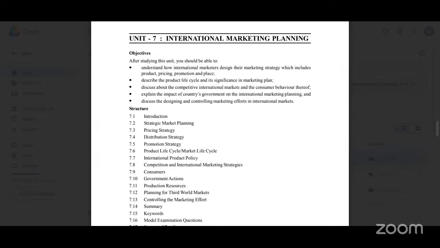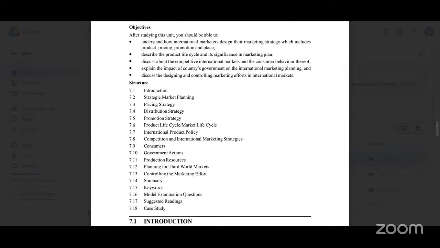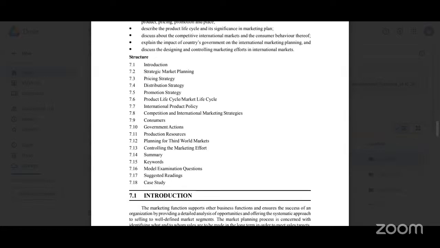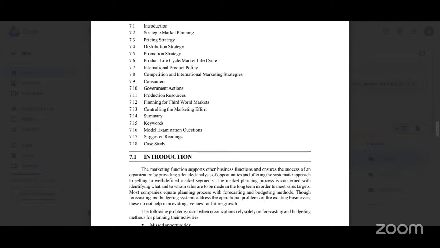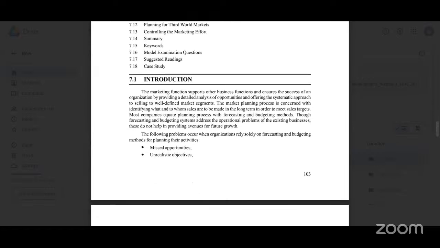We'll also be looking at the impact of country's government on international marketing planning and finally, designing and controlling marketing efforts in international markets. In terms of the unit structure, we'll first be covering the introduction, followed by strategic market planning, pricing strategy, distribution strategy, promotional strategy. We'll also be looking at product life cycle and market life cycle, international product policy, competition and international marketing strategy, consumers, government action, production resources, and planning for third world markets. And finally, we'll be looking at how to control the marketing effort. So let us start today's session with the introduction.